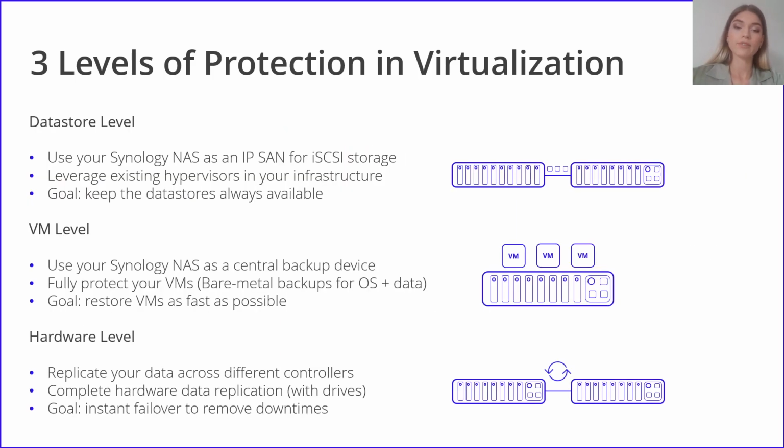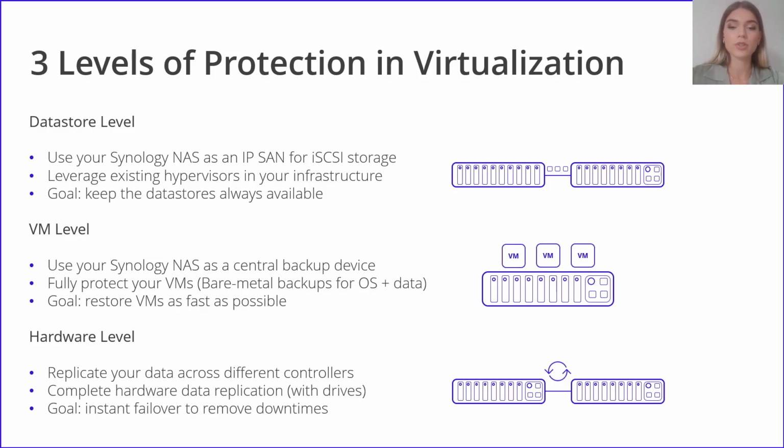For the data store level, you will use your NAS as an IP SAN for iSCSI storage to host storage for your virtual machines. It lets you leverage the existing hypervisors that are already in your infrastructure, therefore cutting down the expenses. Of course, once you do that, you will need to keep your data store always available because they host all the storage for your virtual machines.